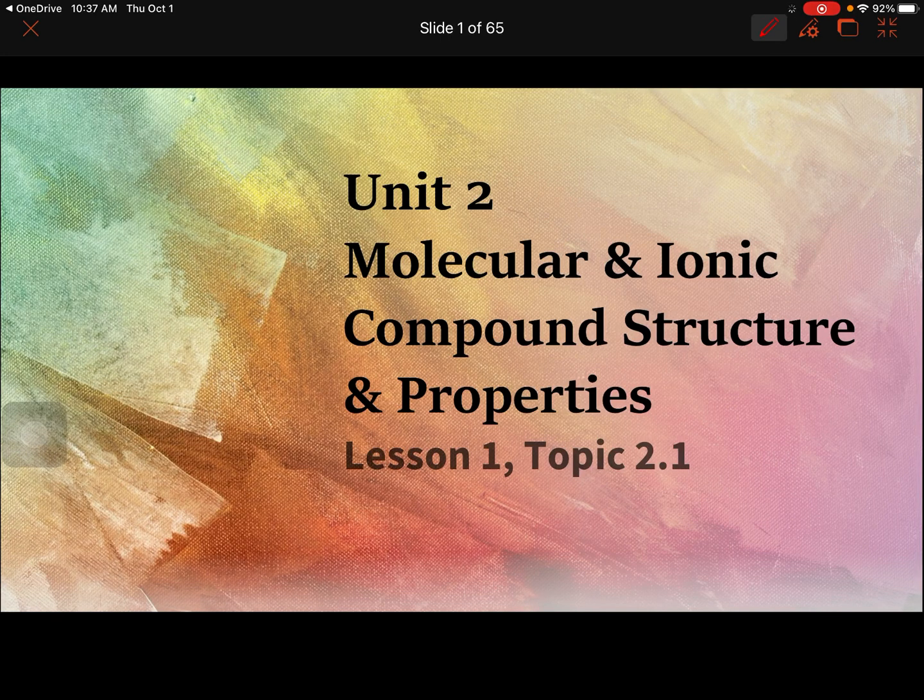Hello all, welcome to Unit 2 in AP Chemistry. Unit 2 is called Molecular and Ionic Compound Structure and Properties. This is basically our chemical bonding unit. The beginning will just be an introduction to chemical bonds and is pretty much a review of Regents concepts. So a lot of this vocabulary is going to be quite familiar to you.